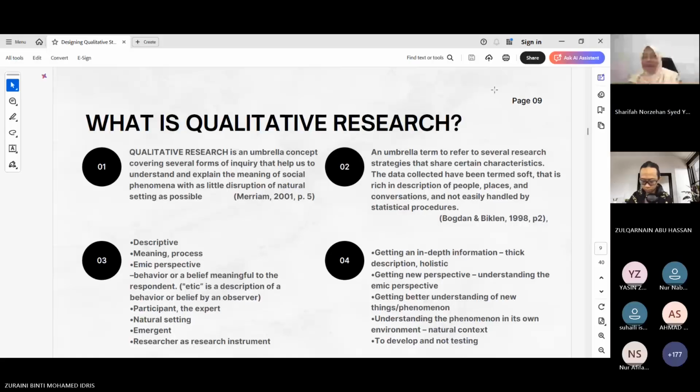And in the context of qualitative as well, remember the statistical tool that you are going to use is yourself. You are the research instrument.